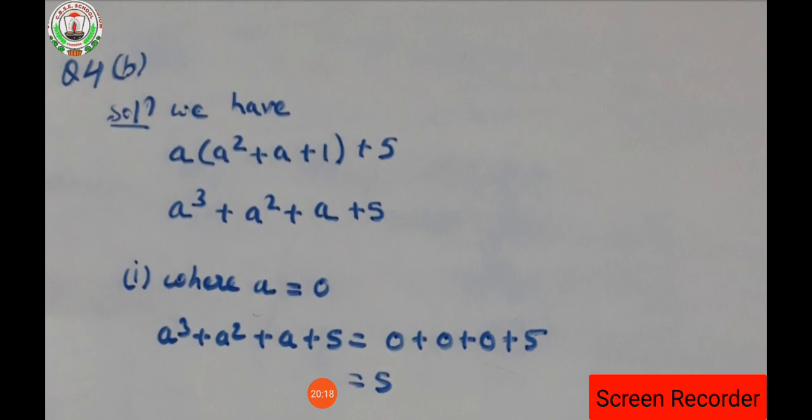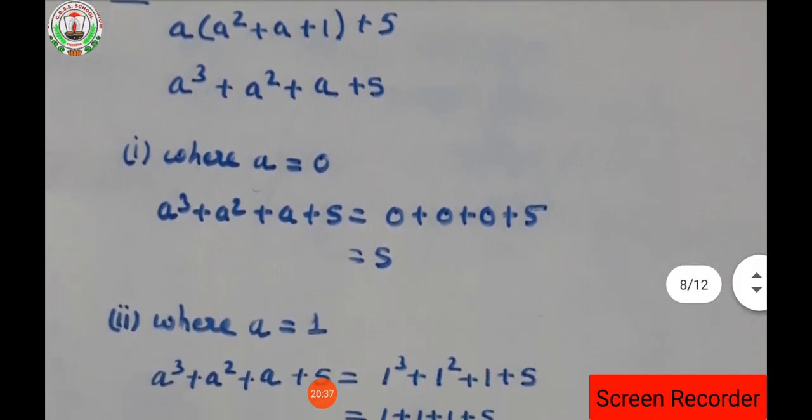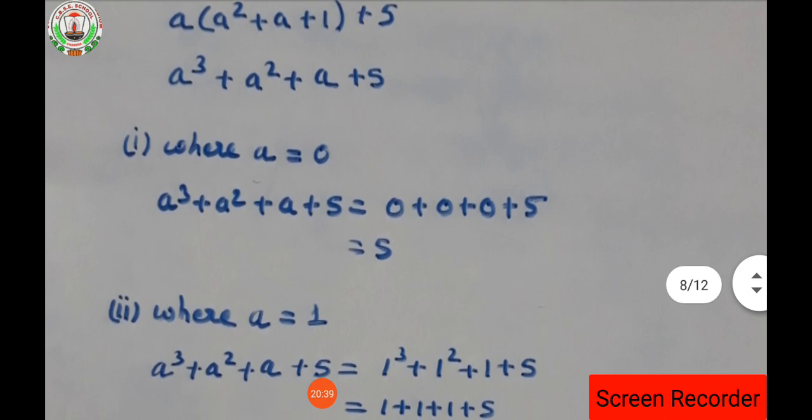The expression is a into a square plus a plus 1 into plus 1 plus 5. First we are simplifying the expression. While simplifying, what we will get is a cube plus a square plus a plus 5. So first we are going to put the value of a as 0.